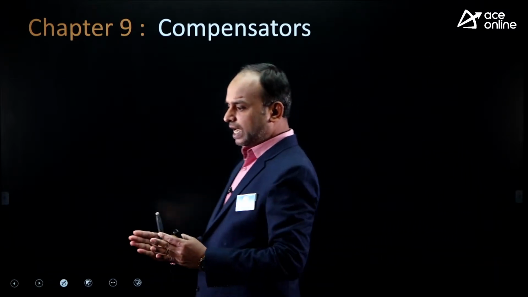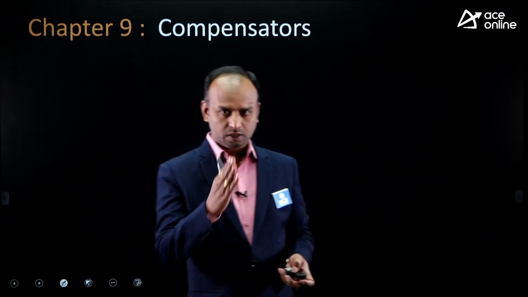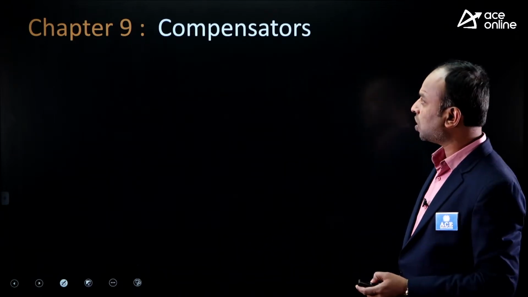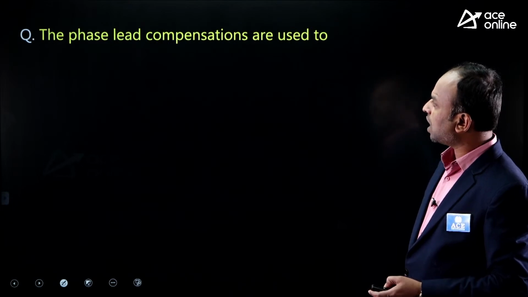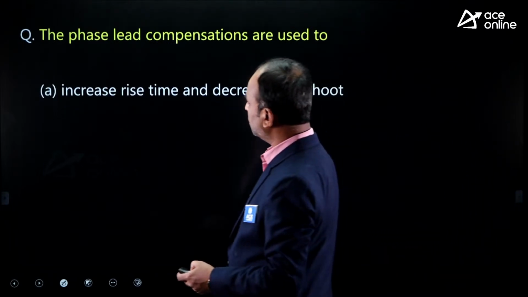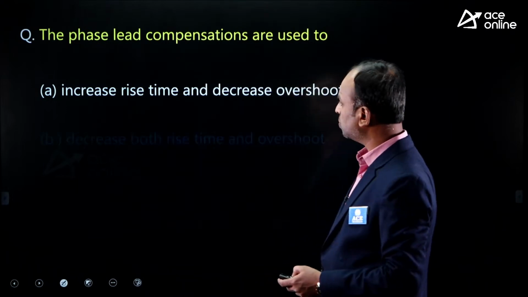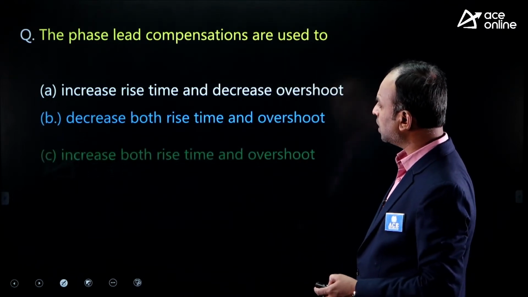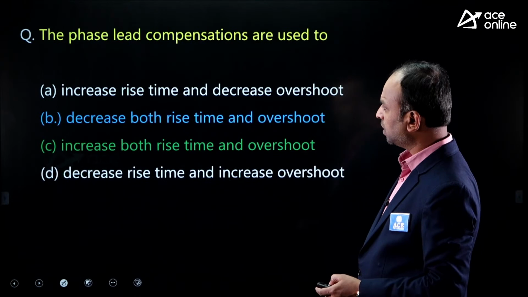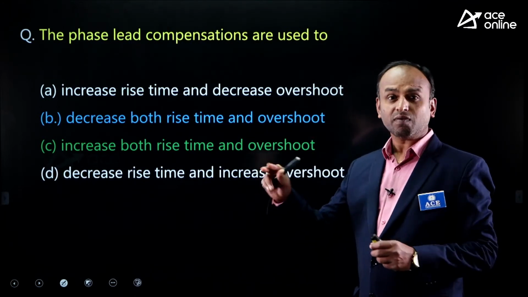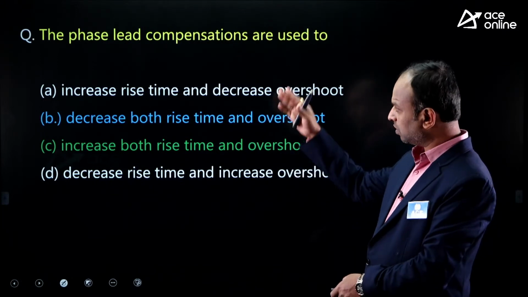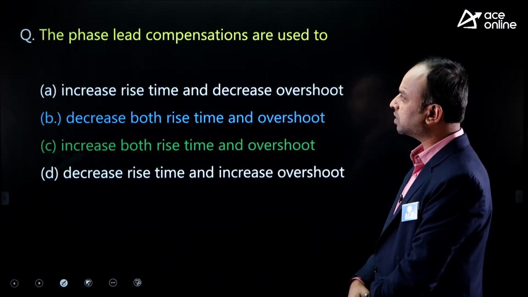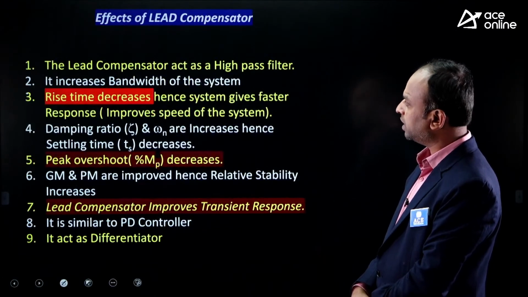For compensators, they will ask about lead and lag and their properties. I'll give the conclusion as short notes here. The phase lead compensator is used to decrease the rise time and decrease the overshoot. These are option C and option D. Now check it: I concluded the effects of the lead compensator, shortly and beautifully. Observe, these are the effects of the lead compensator.